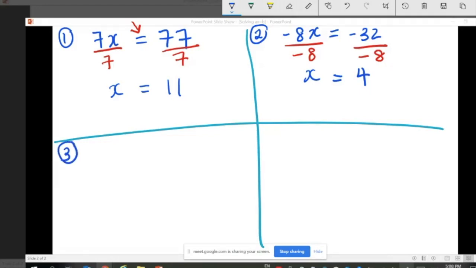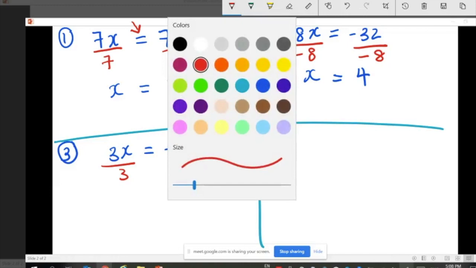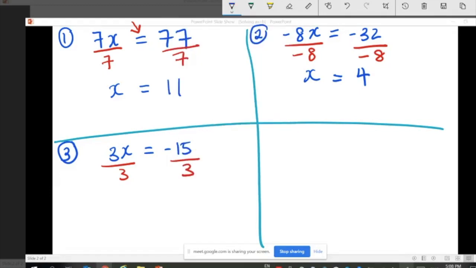Let's look at the next example. It is 3x equals negative 15. I need to get a positive 1x on the left-hand side. So now I have a positive 3x. In order to get positive 1x, I need to divide by positive 3 on both sides of the equation. Positive 3 divided by positive 3, I get positive 1. Multiply by x, I'll get x. So positive 1x equals negative 15 divided by 3, which is negative 5.